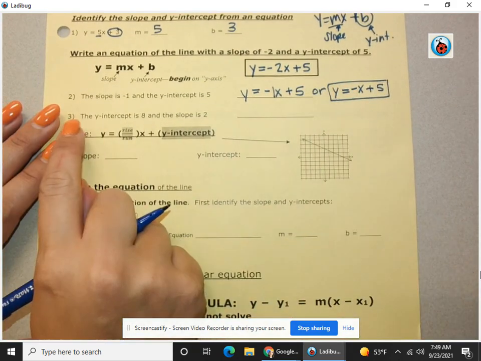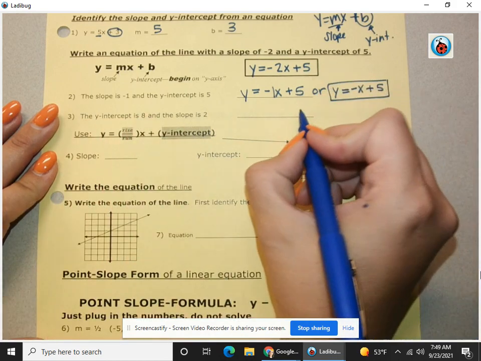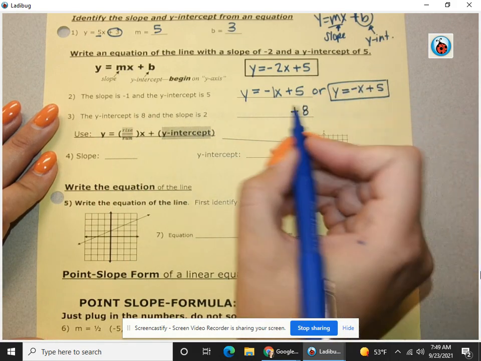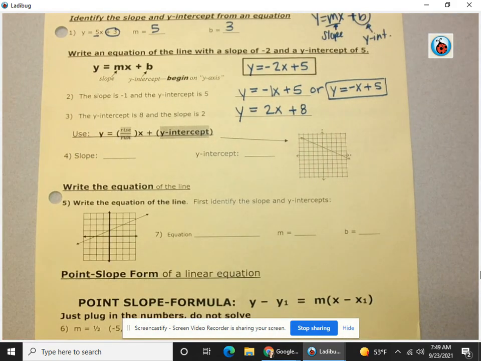And then make sure you're paying attention because this one has switched around. The y-intercept is positive 8 and the slope is 2. So sometimes they like to trick you and reverse them around.